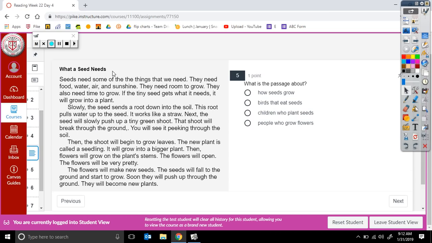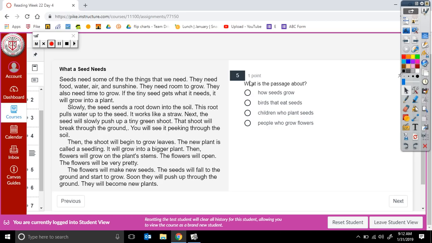Same strategies. What a seed needs. I think to myself, what does a seed need? I'm thinking to myself, what is a seed? Oh, it's a thing that makes flowers grow or trees grow or any plant life. They need seeds to grow. All right, so this is going to also be nonfiction, right?